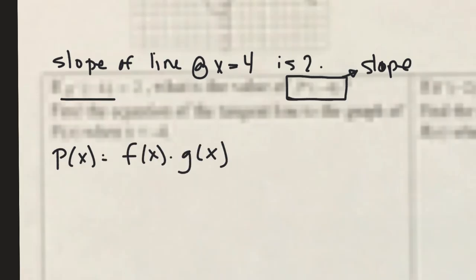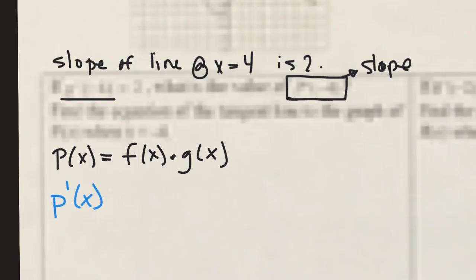Remember, when we're finding a P prime, we're finding the slope of the line at the point x equals -4. So let's go back and see what our P equation is. I believe P was F times G, sorry: F of X times G of X. That is our P equation that you got from the top. So how do we take the derivative of a product of two functions? We use the product rule.